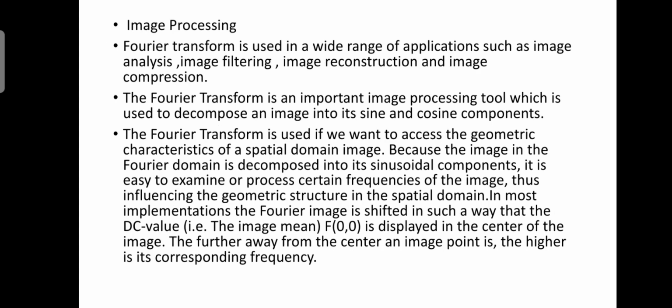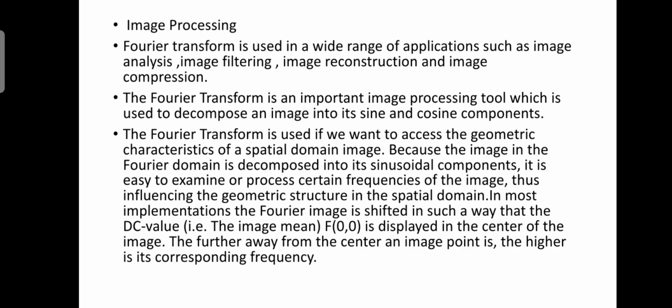Image processing. The Fourier transform is used in a wide range of applications such as image analysis, image filtering, image reconstruction, and image compression. The Fourier transform is an important image processing tool which is used to decompose an image into its sine and cosine components. It is used if we want to access the geometric characteristics of the spatial domain image, because the image in the Fourier domain is decomposed into its sinusoidal components. It is easy to examine or process certain frequencies of the image, thus influencing the geometric structure in the spatial domain.